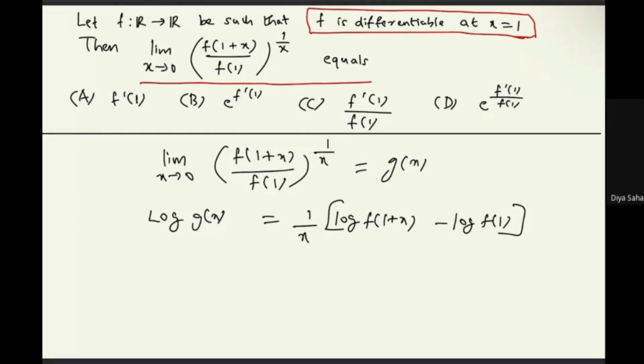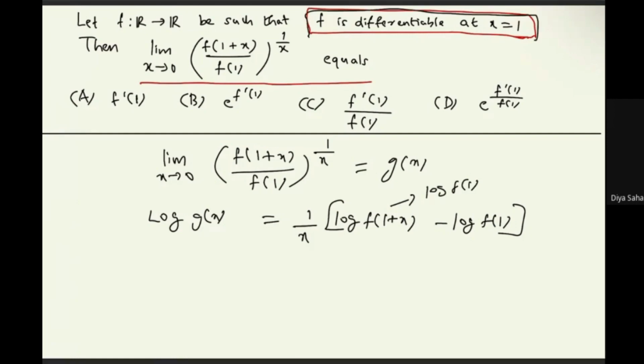We have got the 0 by 0 form, so we can use L'Hospital rule. So why is it 0 by 0 form? When you put x tends to 0, you get log f of 1. It has something to do with continuity also, right? Because you cannot simply say log. When you apply limit x tends to 0 on the numerator, this tends to log f of 1 because f is continuous at 1.